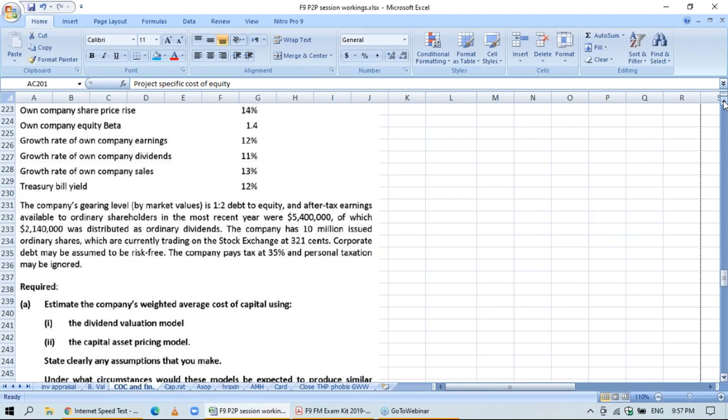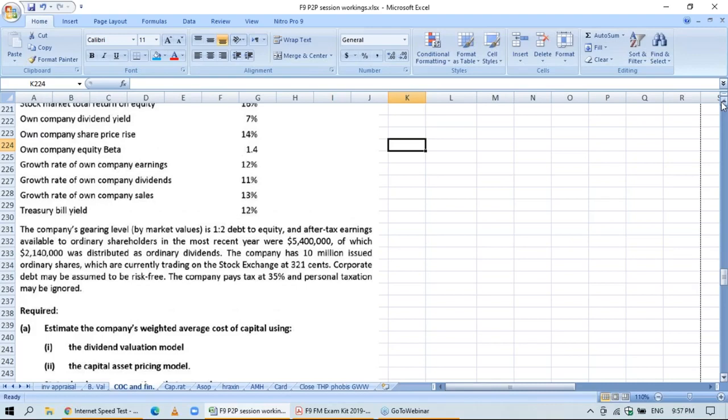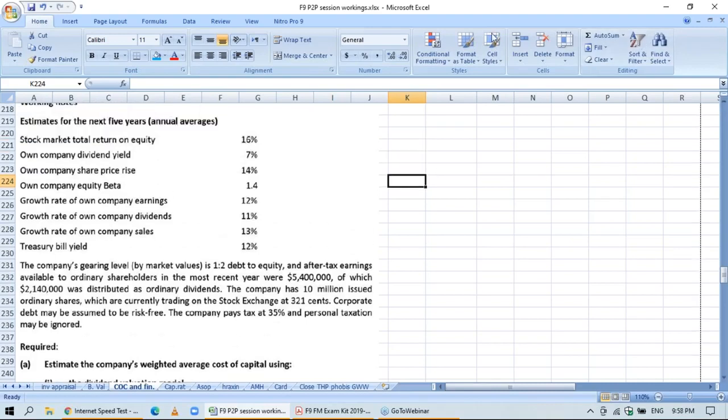Now, let's calculate the weighted average cost of capital using the dividend valuation model and the capital asset pricing model. So starting with, okay, students, I'm taking a 1 minute break. After the 1 minute break, you can read through the question once again.